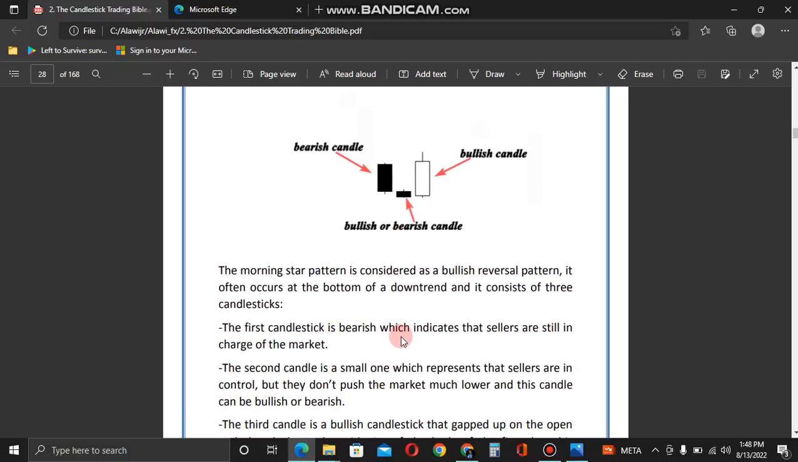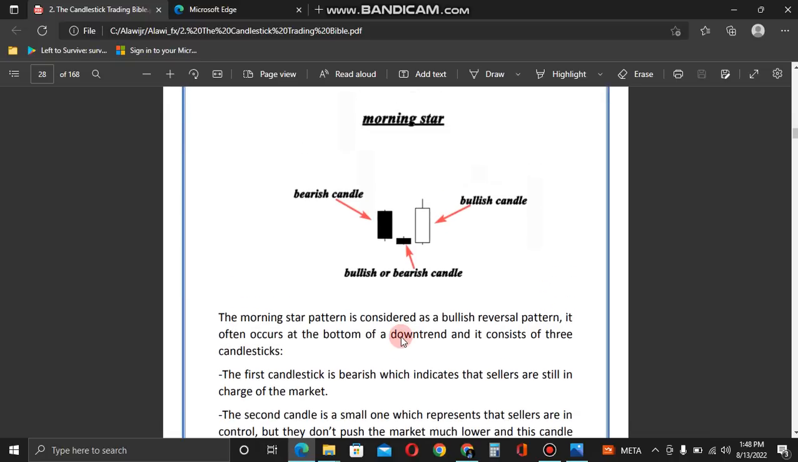It says the Morning Star pattern is considered a bullish reversal pattern. It often occurs at the bottom of a downtrend and it consists of 3 candlesticks. So guys, understand, don't forget: a Morning Star occurs with 3 candlesticks. There is no Morning Star with 2 candlesticks. Another thing to hold on to is that the Morning Star occurs in a downtrend and you can't find it in an uptrend. This is the bullish Morning Star. And on the middle candle, I said it can be a bullish candle. So just note down.